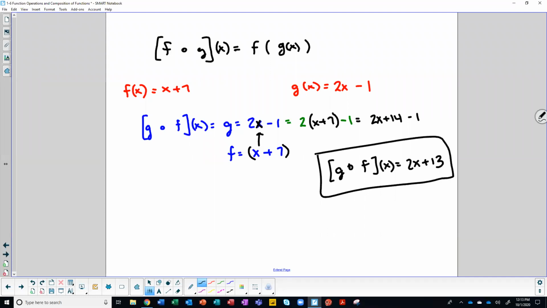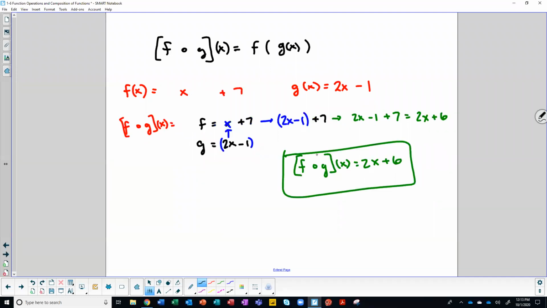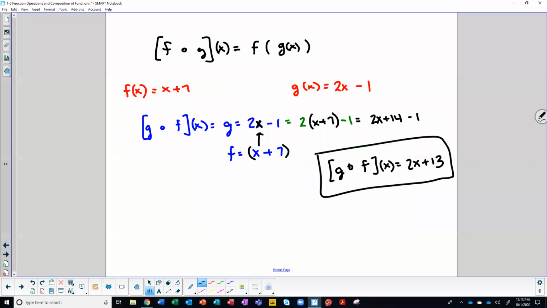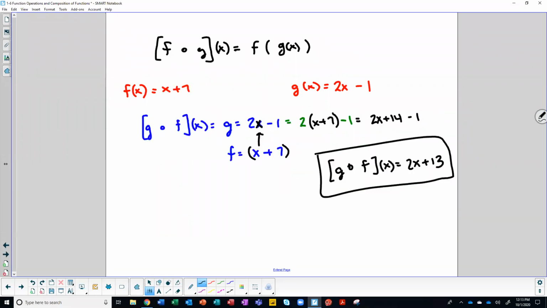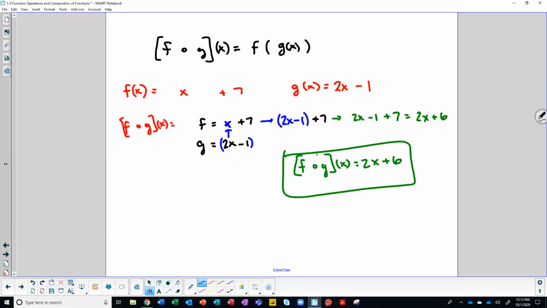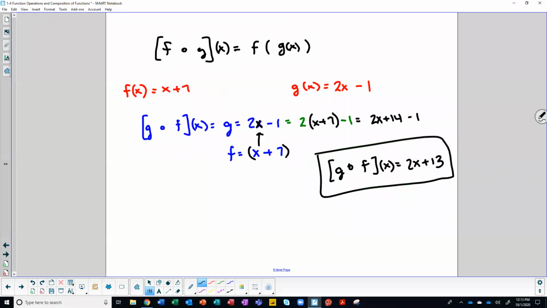Now I want you to compare this answer with the previous. Is g of f the same thing as f of g? Did I get the same answer or a different answer? Different answers. So that can happen. You can get 2 different answers. So f of g does not always equal g of f. Sometimes they will, sometimes they won't.